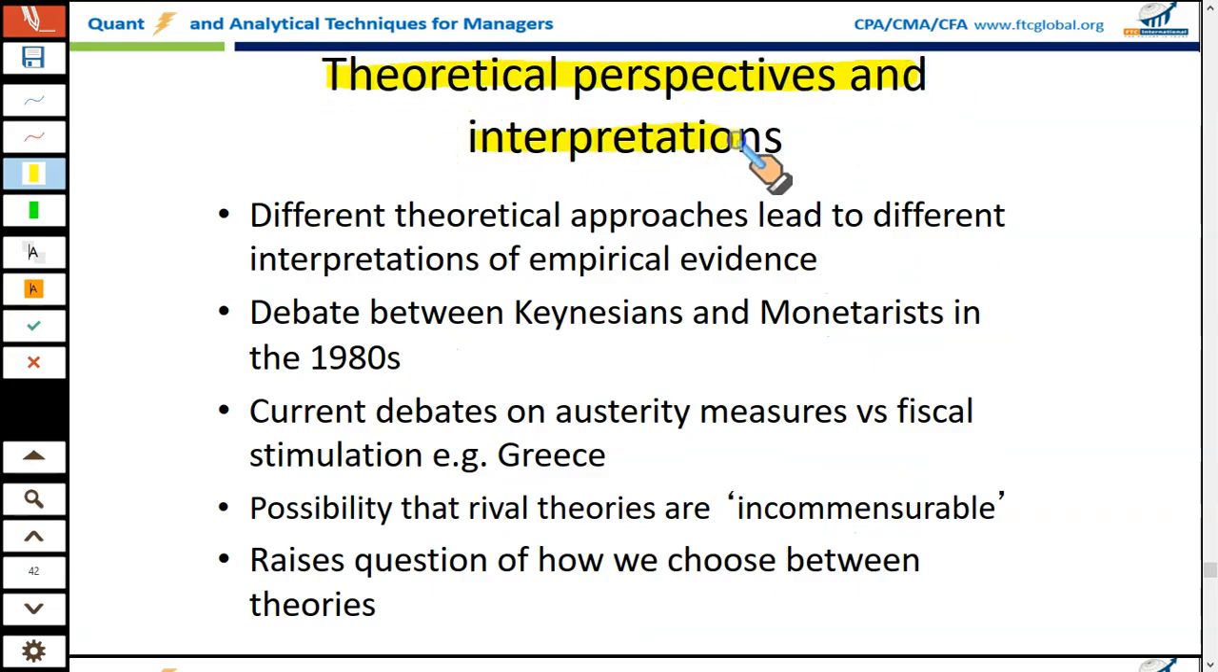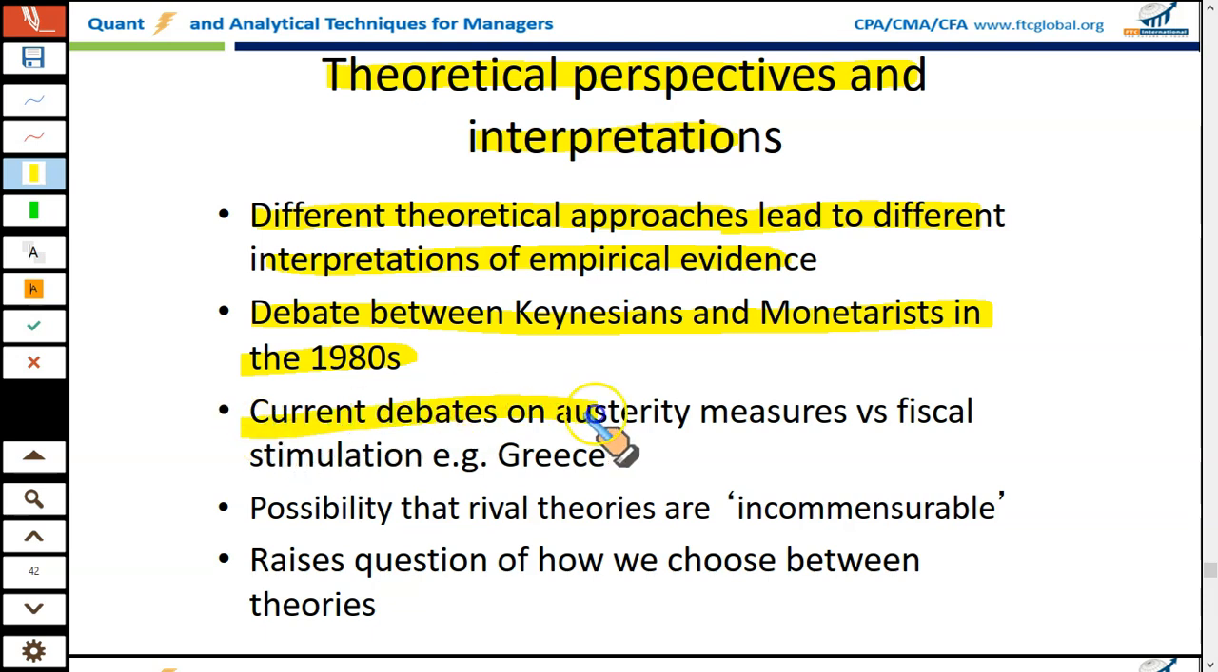Theoretical perspectives and interpretation. Different theoretical approaches lead to different interpretations of empirical evidence. It means people using different theories can look at the same facts and come to different conclusions. Then it says debate between Keynesians and monetarists in the 1980s. These are the two competing schools of thought in the study of economics. So in the 1980s there was a big argument between two groups of economists: Keynesians, who believe in government intervention in the economy, and monetarists, who think controlling the money supply is more important. So they are looking at the same facts but from different points of view.